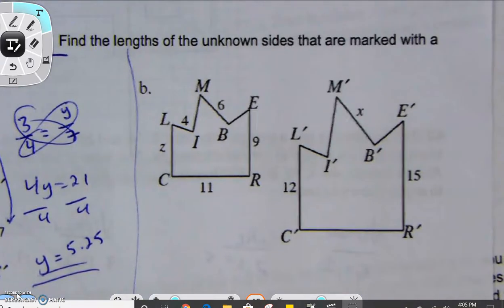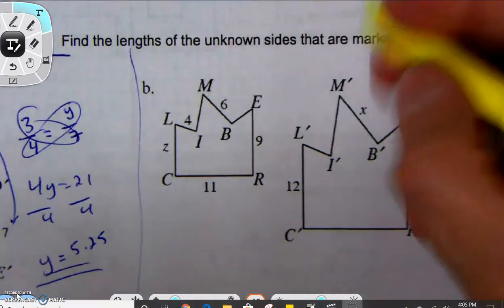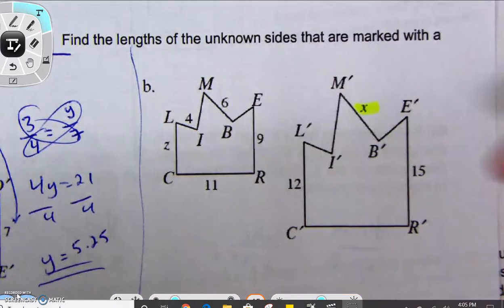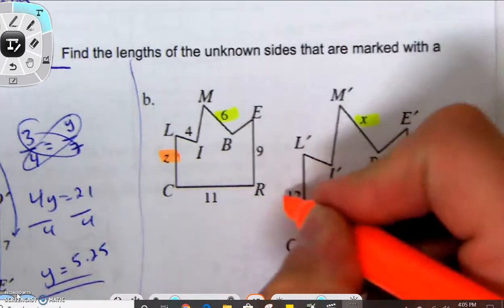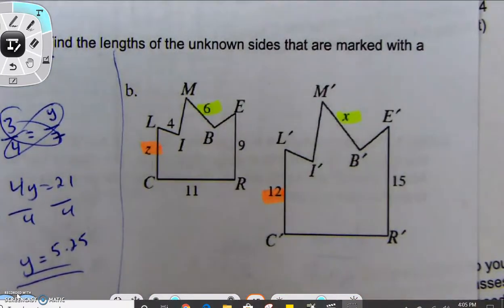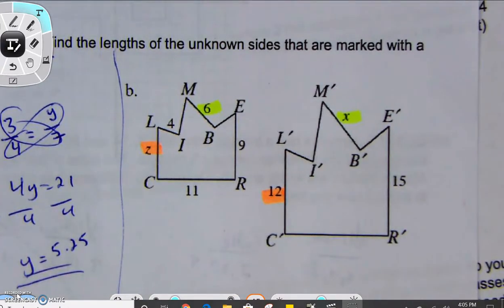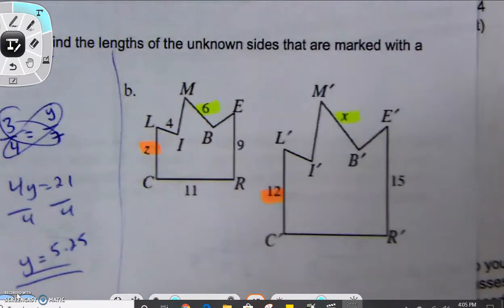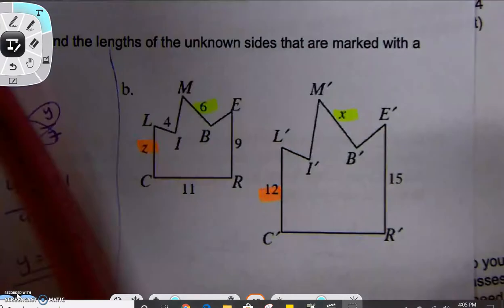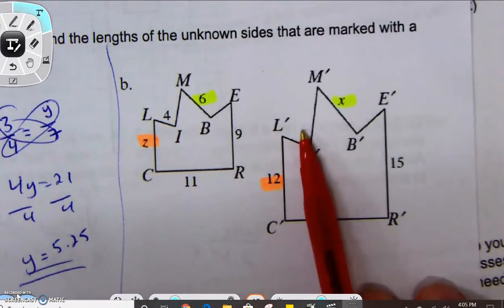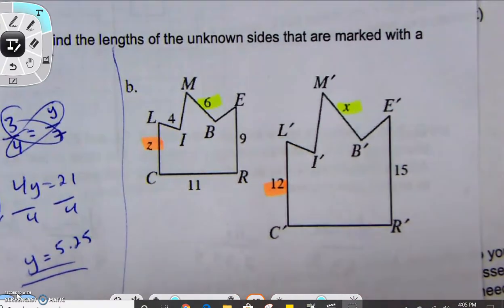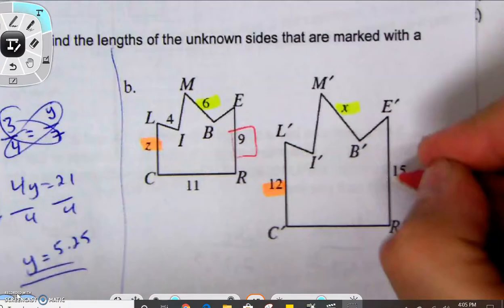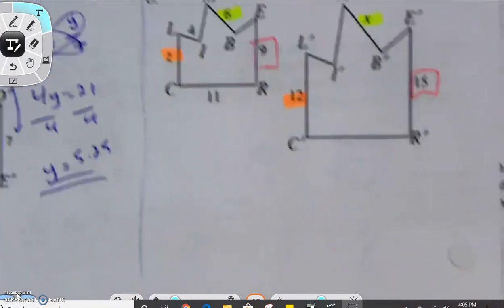Just to point over to this one, the variables that I need to find: I need to find X, and that's going to go with our 6. I also need to find Z, and Z is going to go with the 12, and I think that is it. So just those two. I also need to make sure I find sides that I know both of. For the 4, I don't have what goes with 4, so I can't use that. The 9, I do have the 15, so I can use that. The 11, I don't have that, so it looks like I have to use the 9 and the 15 to set up our proportions.